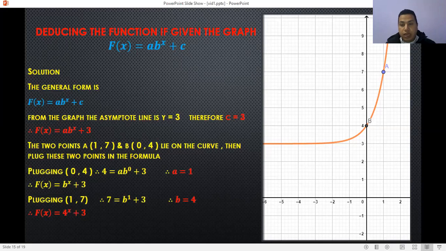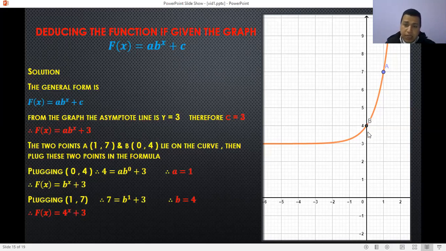The line to which the curve of the function approaches but does not intersect is y equals 3. Therefore, c equals 3. If I rewrite the equation again, we have f of x equals a b to the power x plus 3. Then we have two unknown variables, and we have to find them. How? Check any 2 points, but not just any 2 points: points which make your computations easy.